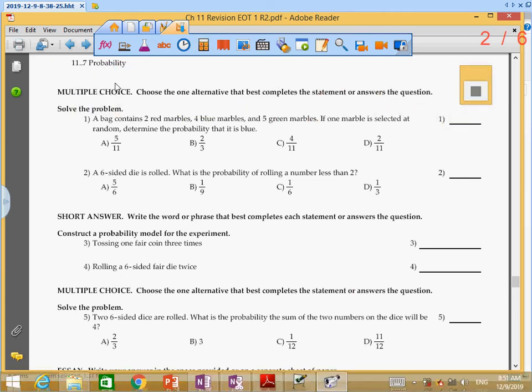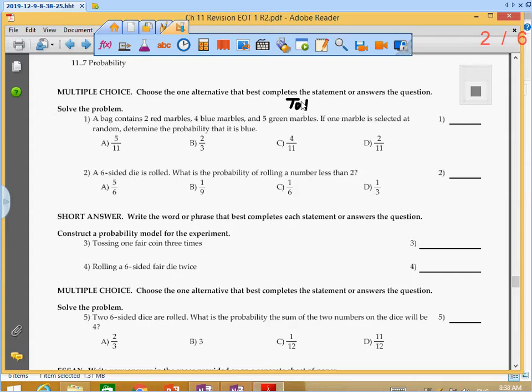11.7 probability. First question, a bag contains 2 red marbles, 4 blue marbles, and 5 green. So the total inside the bag is equal to 2 plus 4 plus 5, which is equal to 11. If one marble is selected at random, determine the probability that it's blue. What is the probability of the event blue to occur? 4. So the answer is 4 over 11.